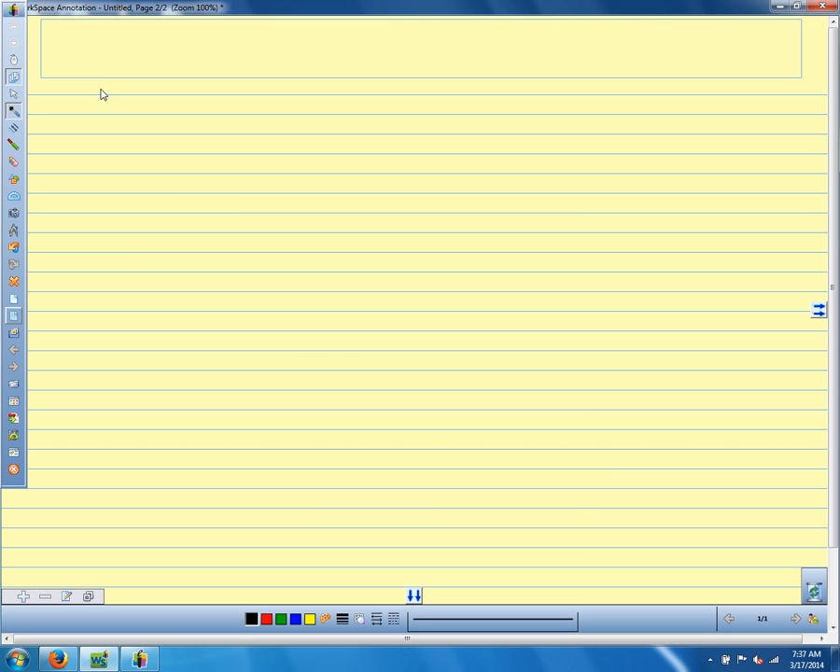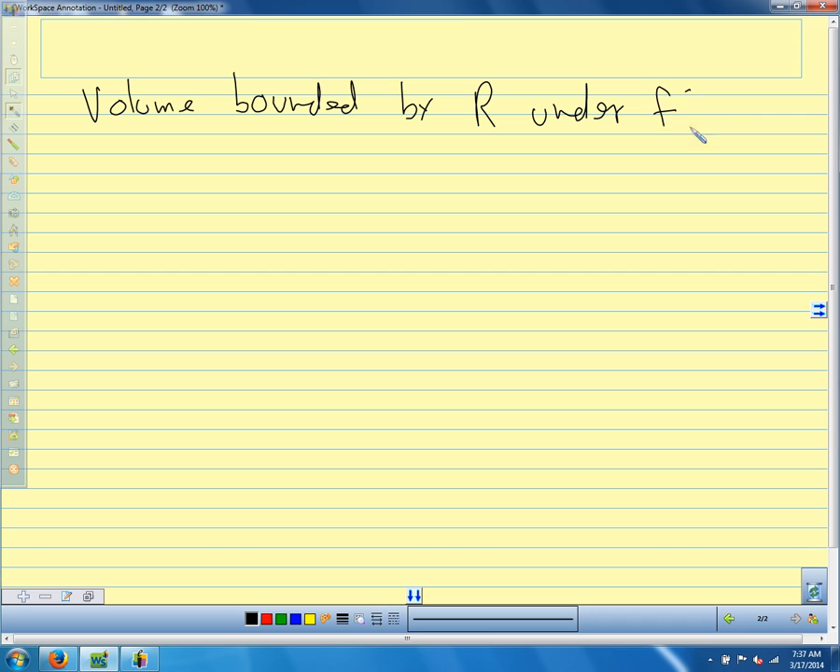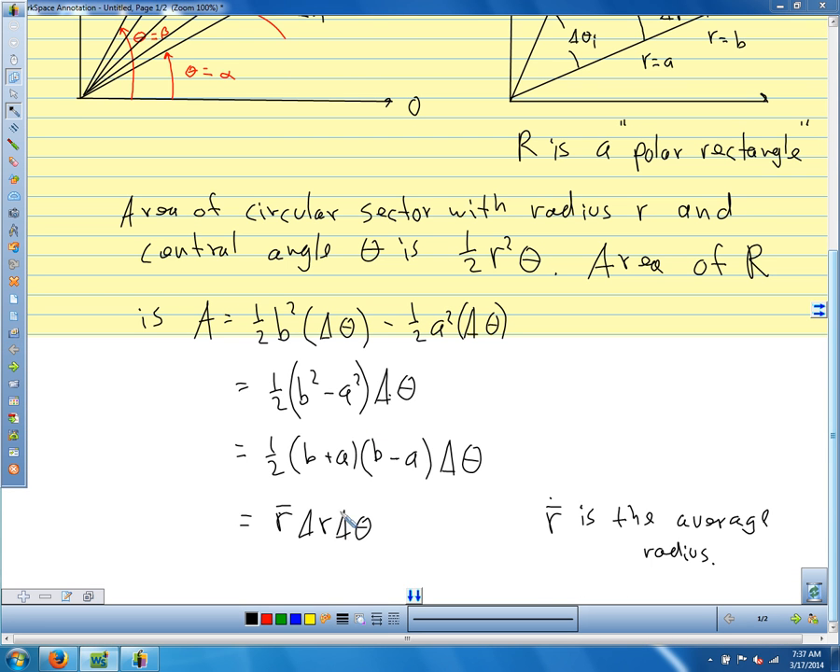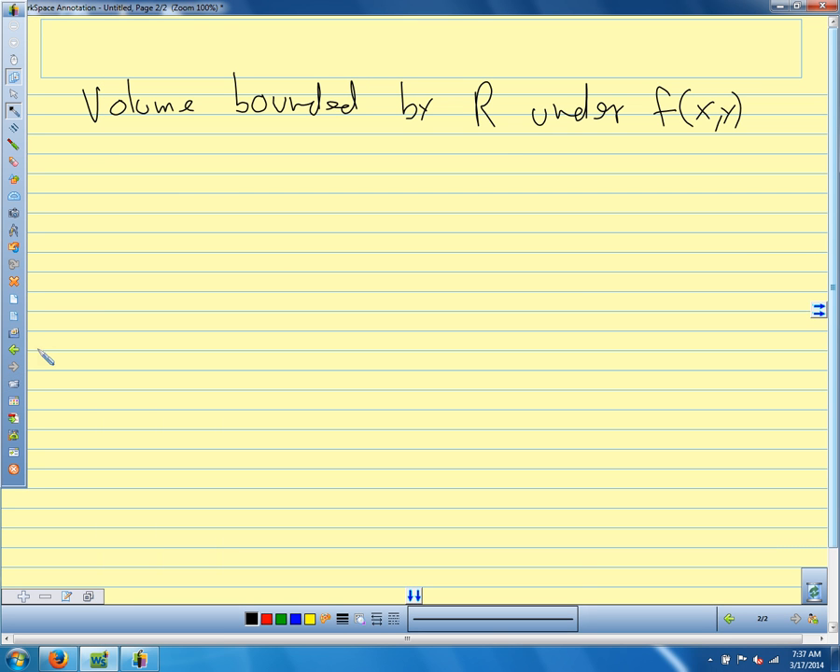All right. So we want to come up with this expression for a double integral. We want the volume bounded by r under f of x, y. So we're doing the same thing. We're building little prisms, and this little piece that we just talked about, this r bar delta r delta theta, is the base of our prism. We're saying this is approximately a rectangle. So the volume under this curve is approximately the volume of a rectangular prism. So this is going to be the base, and f of x, y is going to be our height. So this is the volume of one prism.